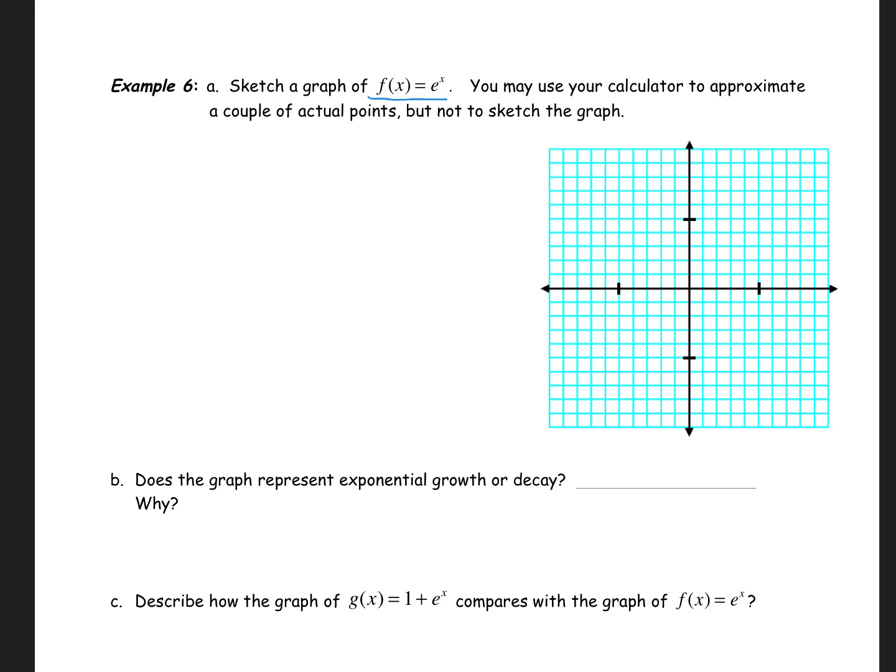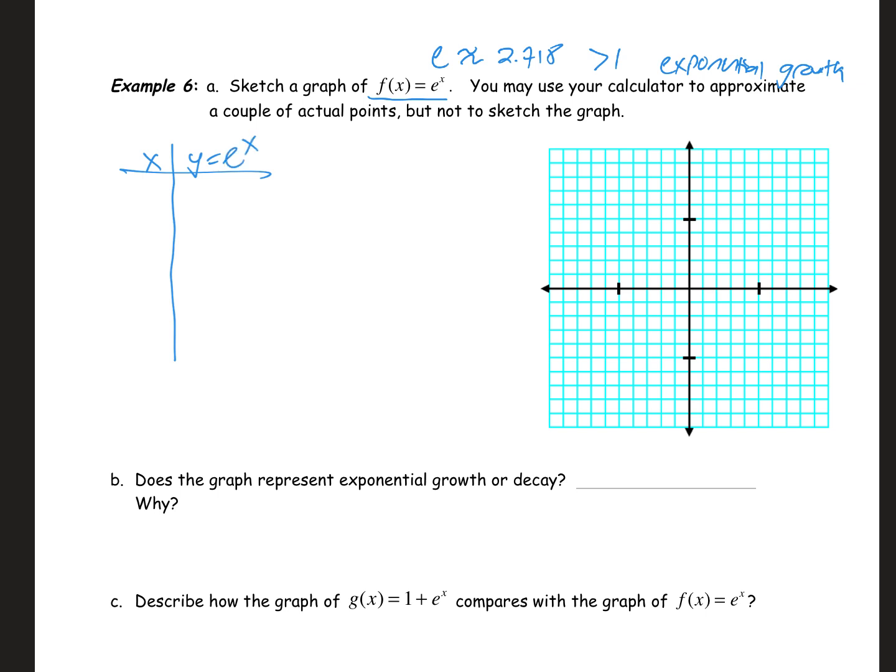Notice that e is about 2.718, which is greater than 1. So this will be exponential growth. So we know approximately what this graph should look like. So let's get a few points on this function. If I pick x values, then the y values will be e to the x.